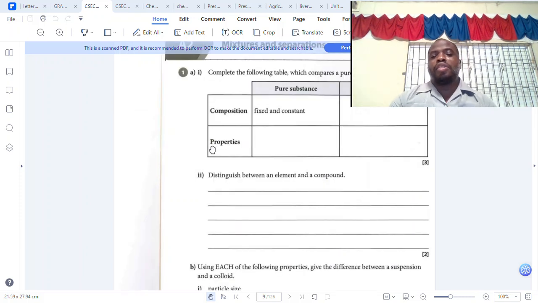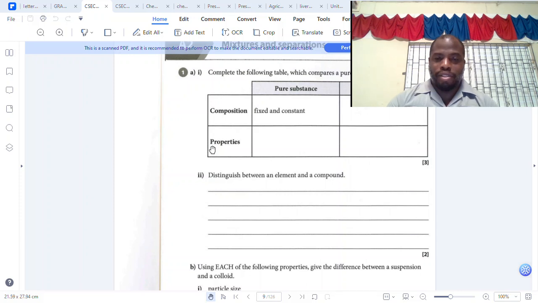The next question speaks to distinguishing between an element and a compound. Now ask yourself, where do we find the elements? What is it that we look at? We look at the periodic table. And the periodic table categorizes elements into groups, where we have those columns, and we have rows which represent the periods. Now on your periodic table you can be either a metal or a non-metal. Where do we find the metals? Where do we find the non-metals?